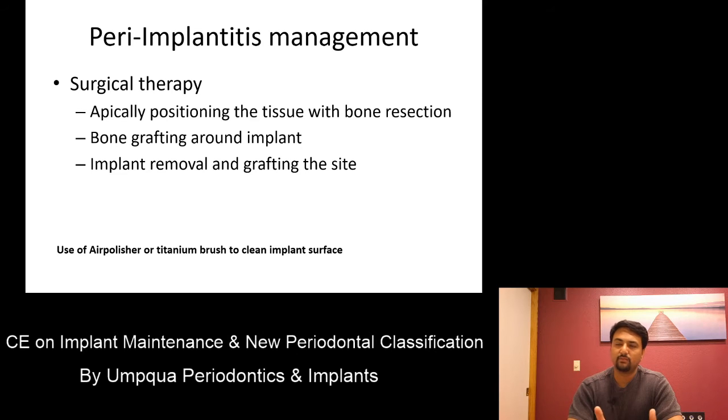One is apically positioning the flap or the tissue with some bone resection. It's similar to an osseous flap surgery that we do around natural teeth.